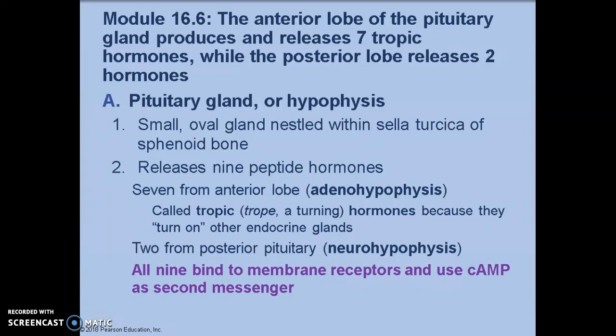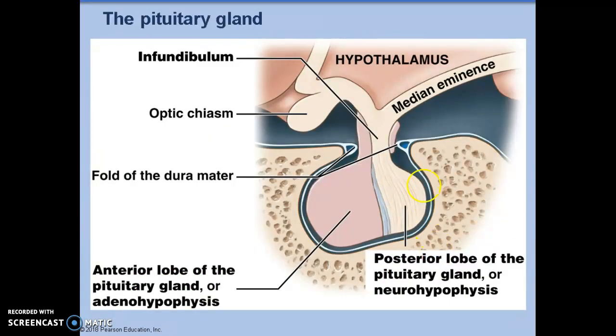And then the 2 are released from the neurohypophysis, and I wonder if you remember those 2. They came up previously in the book. From the posterior pituitary, it is ADH, which is antidiuretic hormone, and oxytocin. Now, all 9 of these hormones bind to membrane receptors and use cyclic AMP as a second messenger. So here's a picture. Here's the sphenoid bone with this cavity, and you can see the anterior lobe and the posterior lobe, and just superior to it is the hypothalamus.